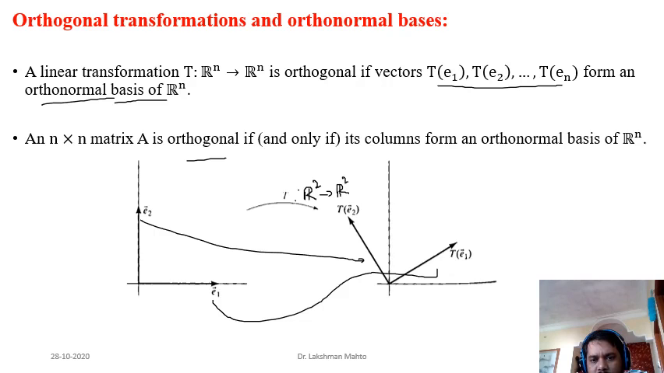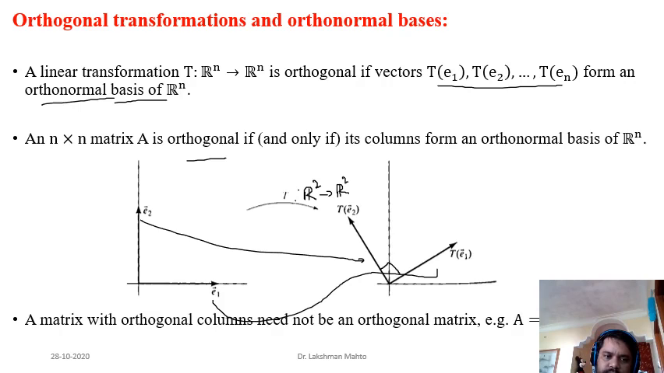After this transformation, what is the angle between (1, 1) and (-1, 1)? The angle is 90 degrees. That means T of E1 and T of E2 are perpendicular to each other. Also, they are unit vectors as well. So we can say that this transformation is an orthogonal transformation.